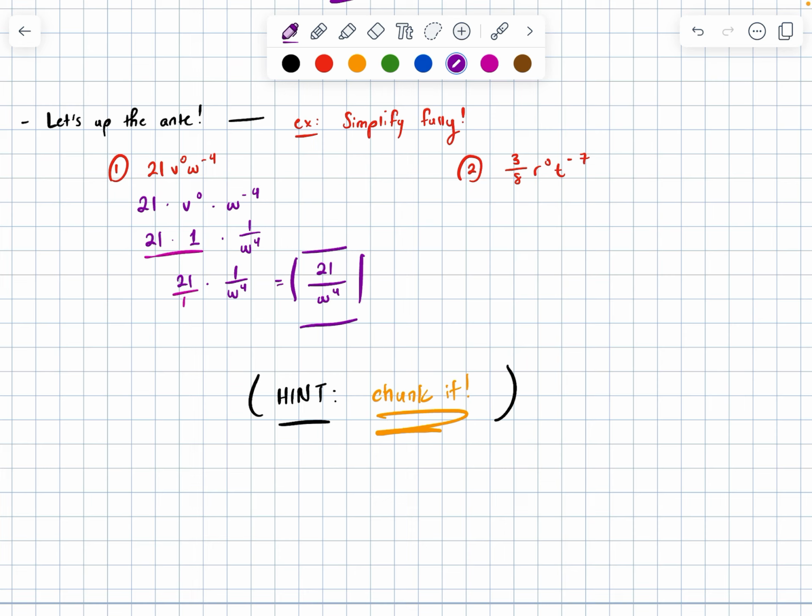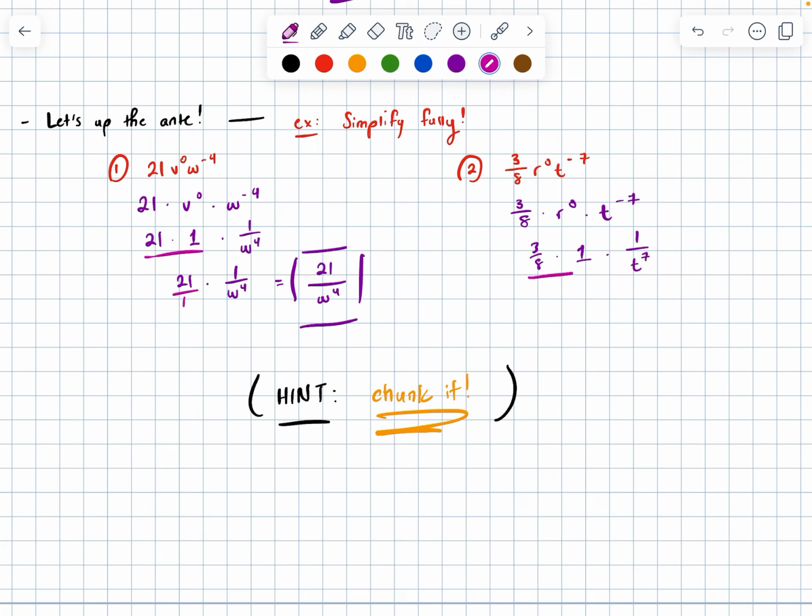Let's try it for number 2. Take 30 seconds, pause the video, see how far you get, and then come back. Let's go. All right, I've got 3 to the 8th, r to the 0, and t to the negative 7. Again, I'm going to chunk it. I'm going to break it down into pieces and simplify each piece individually. 3 to the 8th, there's nothing I can do with that. But r to the power of 0, any number to the power of 0 is 1. T to the power of negative 7 really means 1 over t to the 7th.